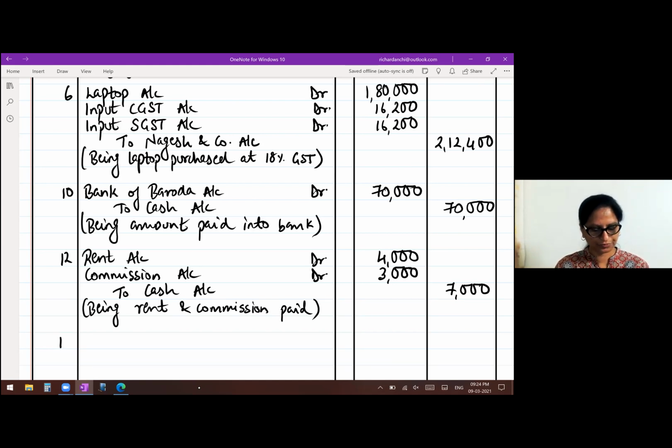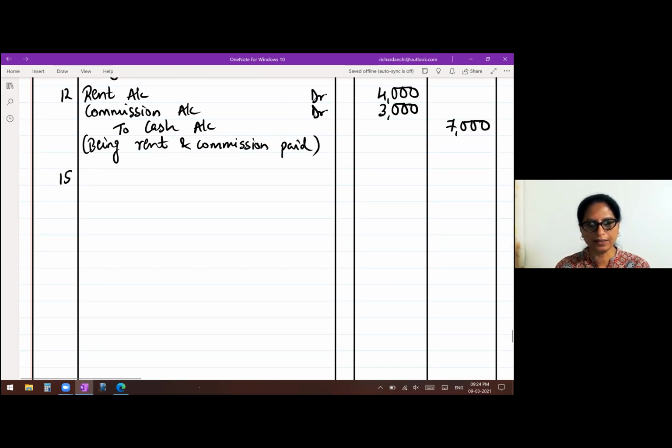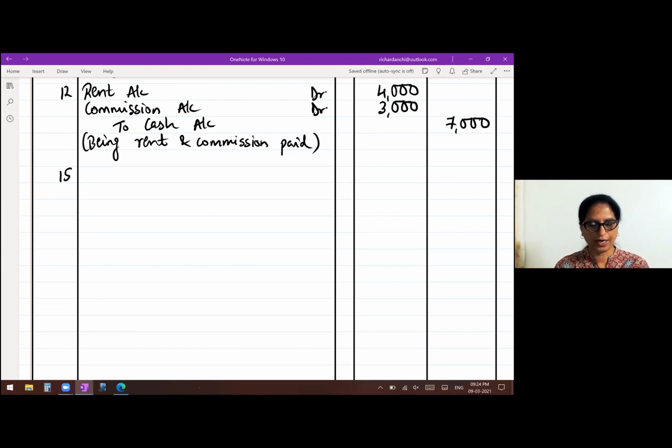Fifteenth, bought goods from Tushar and Company Limited, rupees 1,20,000 at 12% GST and paid half amount by RTGS. Now here, there are 2 or 3 things to be taken into consideration. One is goods are bought. They are bought from Tushar at 12% GST and half the amount is paid by RTGS. That means it is paid by the bank. So now how will we write the entry? First write the entry, then we'll find out the amounts.